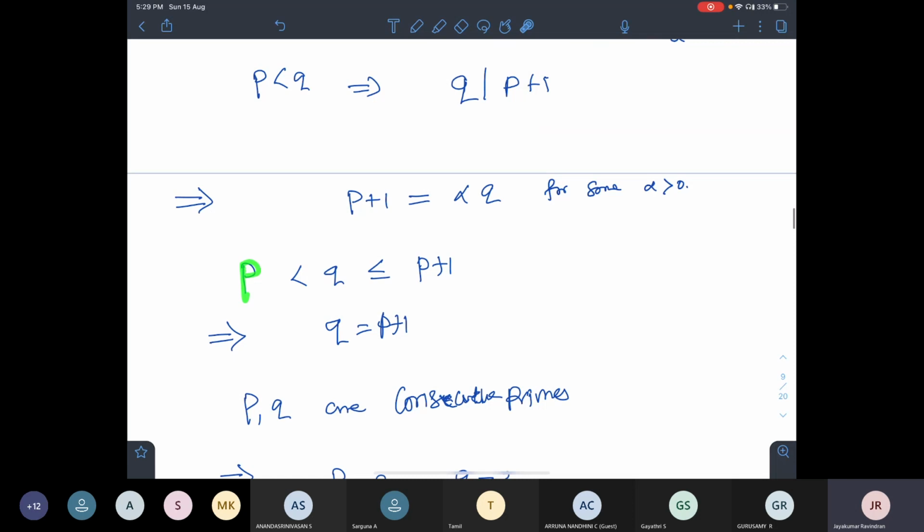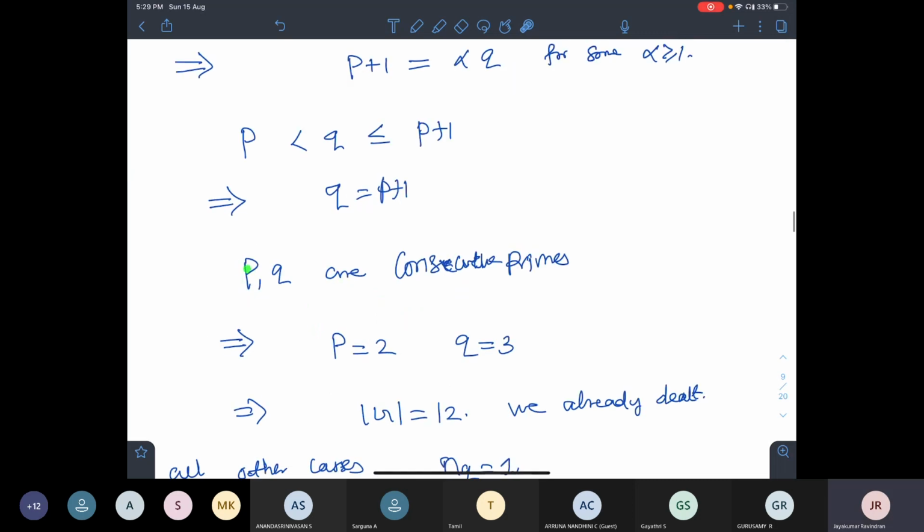So I have p less than q, less than or equal to p plus 1, because this is an alpha multiple. In fact, alpha is greater than or equal to 1. We will prove this is 1. So there is a number which is less than another number, but the next consecutive number is less than or equal to it because of this equation. So q better be equal to p plus 1.